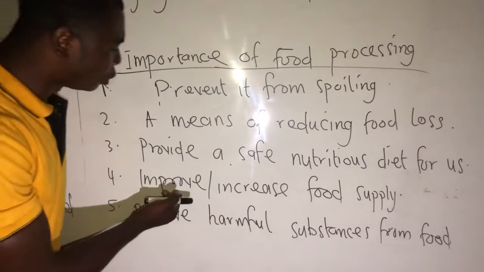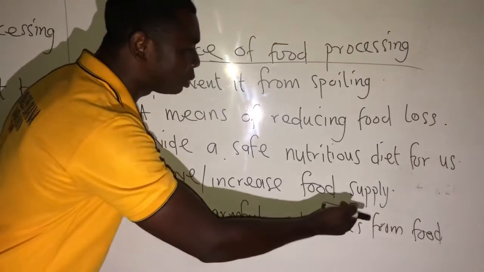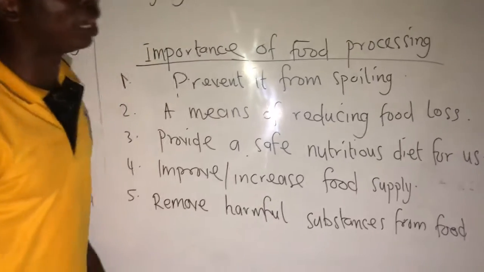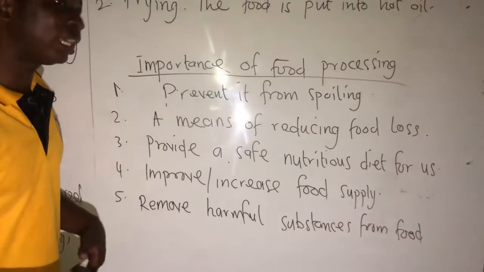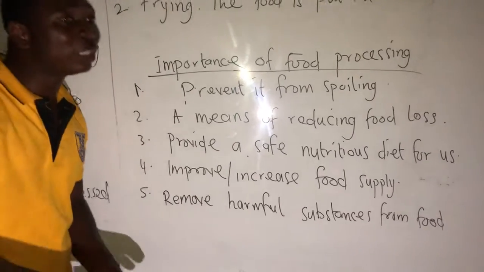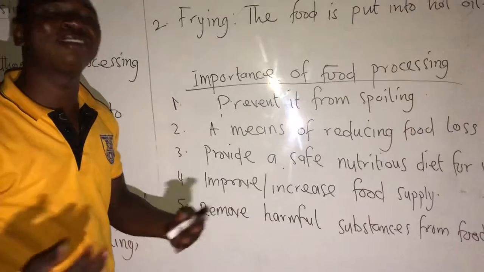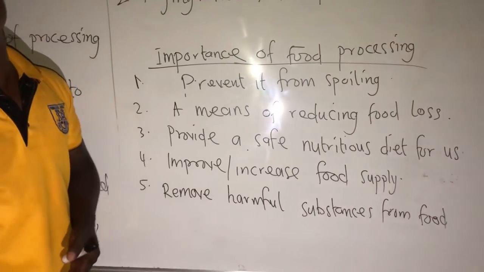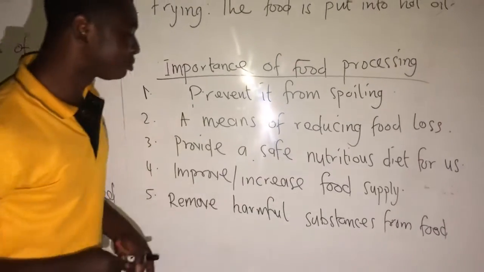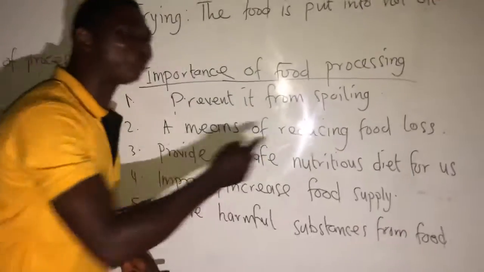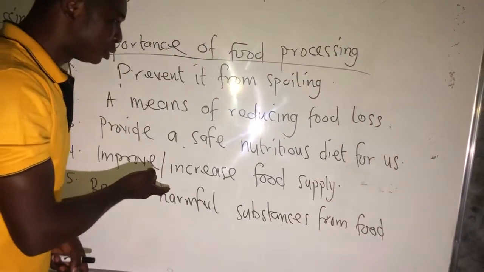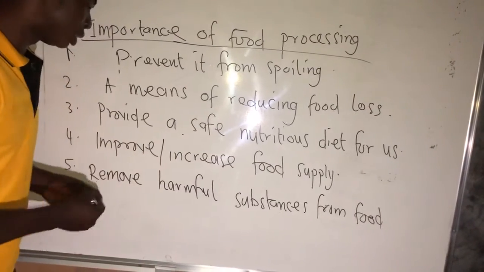Another one, improve or increase food supply. When you are hungry and the food is not processed, you don't get the food to eat. Sometimes when the rice is there, but when you cook the rice, you see that it becomes plenty. If you eat it raw, that is not good. It will not give you safe nutrition, and it will not increase the food supply too. So we process our food to increase food supply.